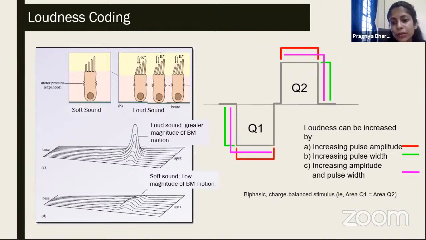Another way of increasing the overall charge level is by increasing the duration of the pulse, horizontally, the duration of the pulse. Or we can increase both simultaneously, and that will again give us the perception of a louder sound. So as the amount of total charge increases, the perception of loudness increases because that ends up stimulating more nerve fibers. Also, to an extent, the stimulation rate also helps in coding loudness because of the loudness summation factor that happens at the level of the neurons.